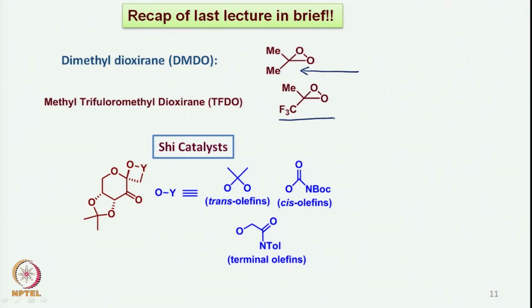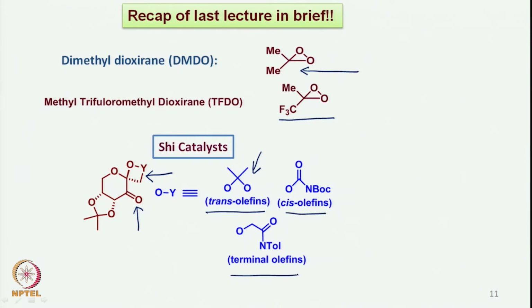In this process I had mentioned a Shi catalyst and particularly from the D-fructose. So, if we have here this particular part attached to the fructose derived molecule, here is the ketone from the fructose, and if this part here is having oxygen as an acetonide protection, then the trans olefins can readily be epoxidized. We will discuss more later on about how the other substituents affect the cis olefins and the terminal olefins. So, this is what we did last time.